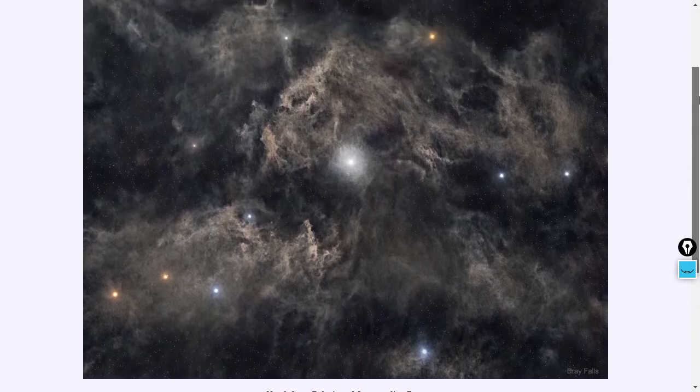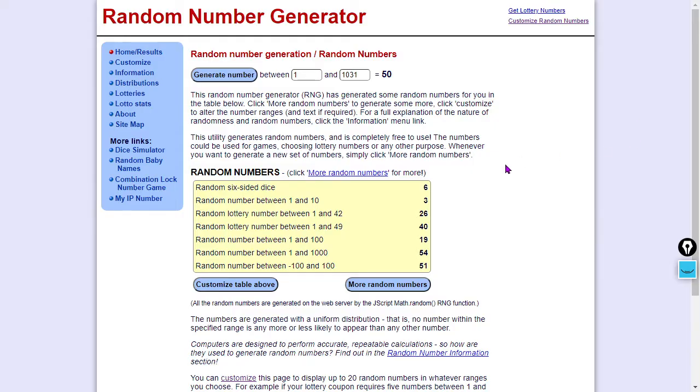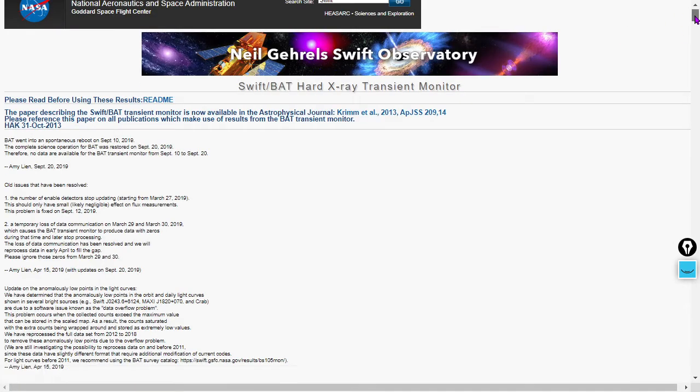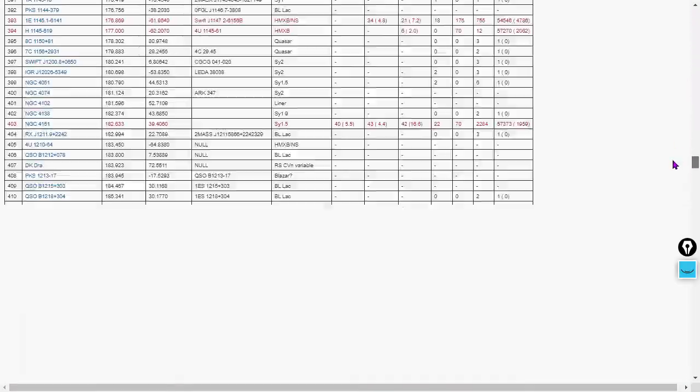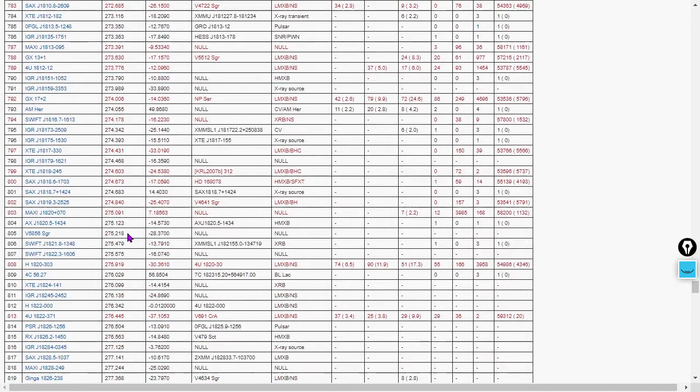And by the way, Polaris is a Cepheid variable, and Cepheid variables are part of the reason why I don't have an astronomy degree. And without going further into that, let's pick a random number between 1 and 1031. Today's random number is 802, which coincides with some object here at the Neil Gehrels Swift Observatory. What might 802 be? Well, I'm wondering. Are you? We won't keep you in suspense anymore.